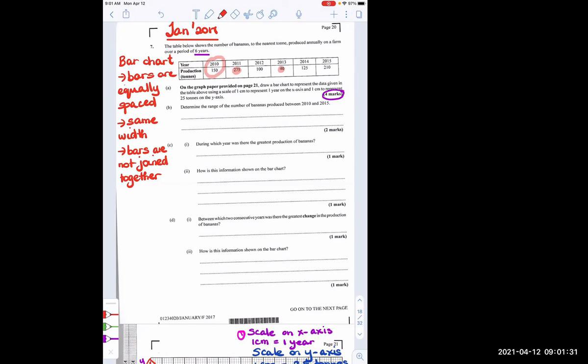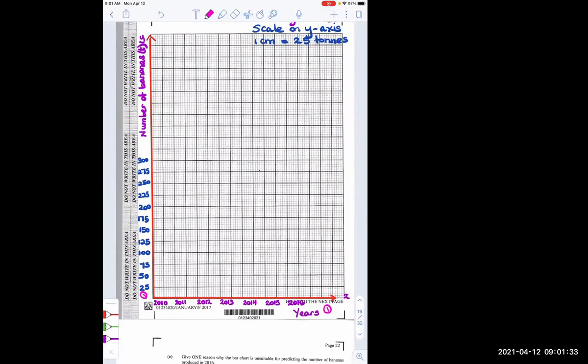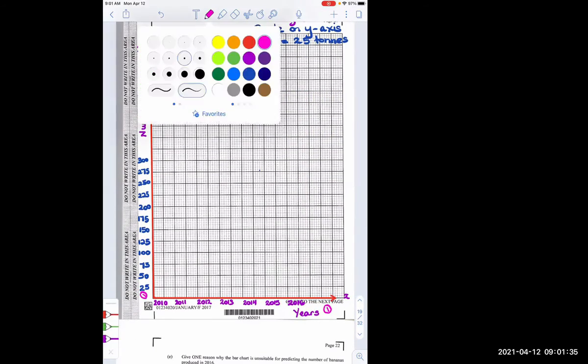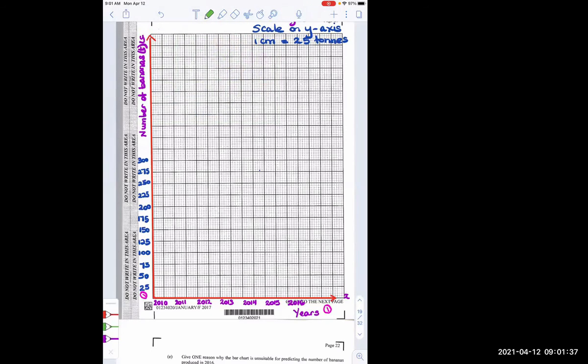So the first value we have is 2009, and the height of that bar is 150. So 150 is this point here, and we are going to draw the bar. So that is my first bar, and I will shade it. So go ahead and draw the first bar.